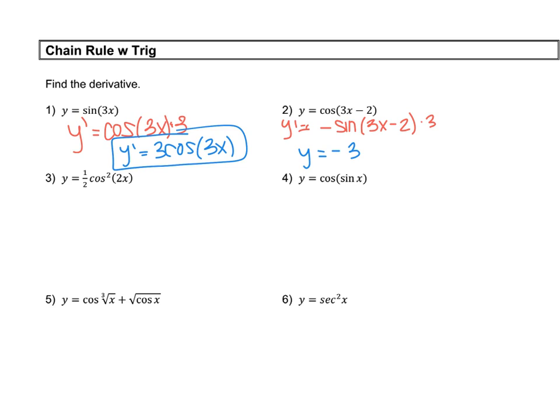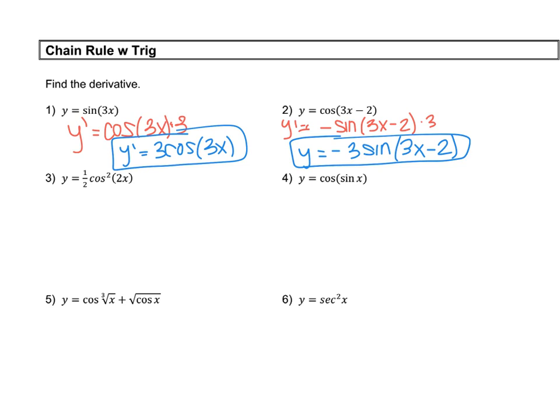So negative 3 sine of 3x minus 2. That's it. Some of you may be wondering, what if you have more than a function within a function, because we could have a function within a function within a function within another function. That's what's so great about the chain rule. You just keep applying it every time.